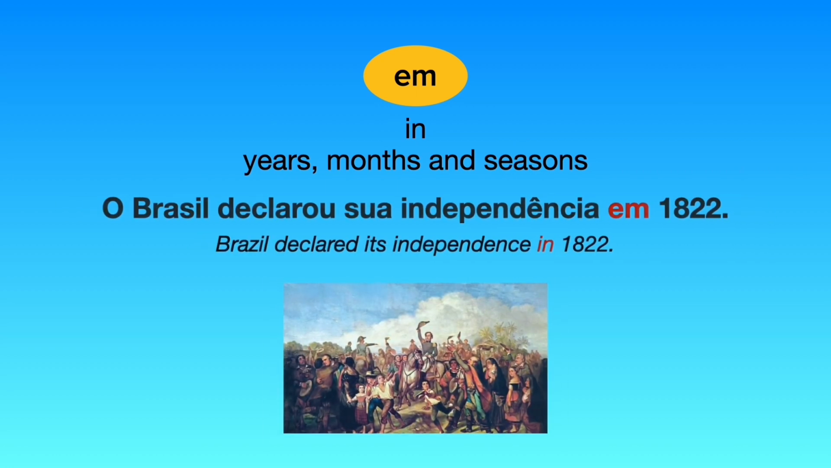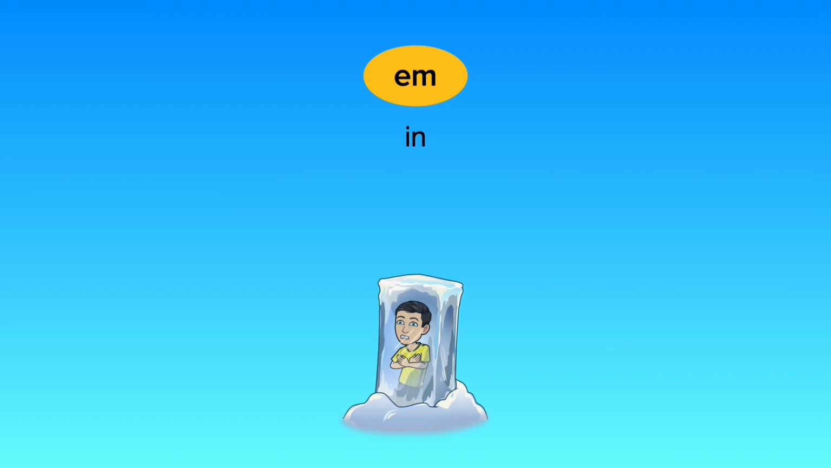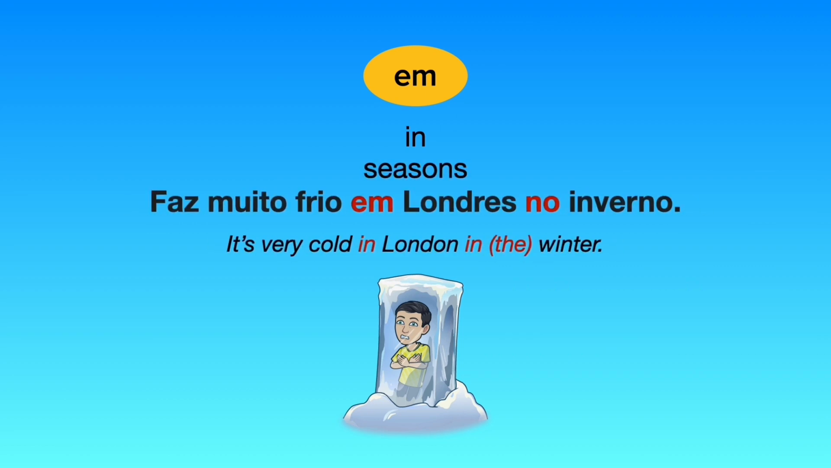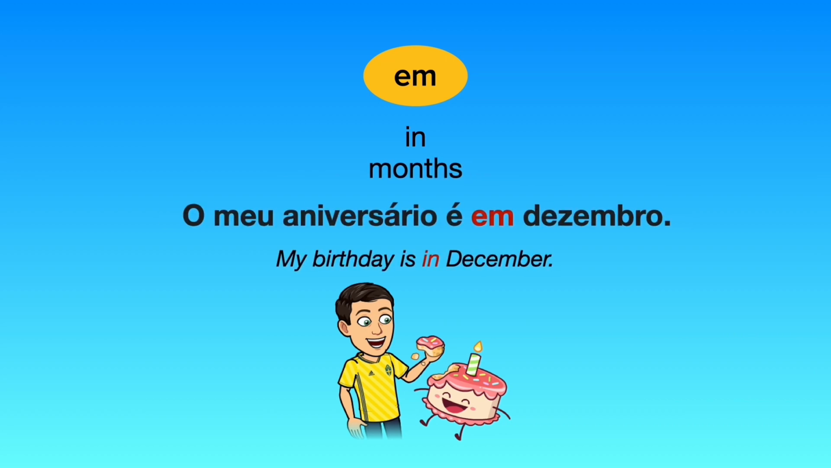The preposition em is also used in relation to years, months, and seasons. Let's see an example used with a year. O Brasil declarou sua independência em 1822. Now an example with a season. Faz muito frio em Londres no inverno. And an example with a month. O meu aniversário é em dezembro.